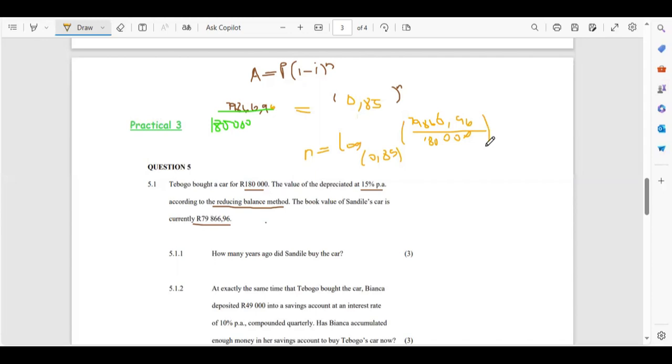All right. And punching this into your calculator, your value of n should be equals to 5, right? So how many years ago did Sandile buy the car? It was 5 years ago. So 5 years ago. This is your final answer.